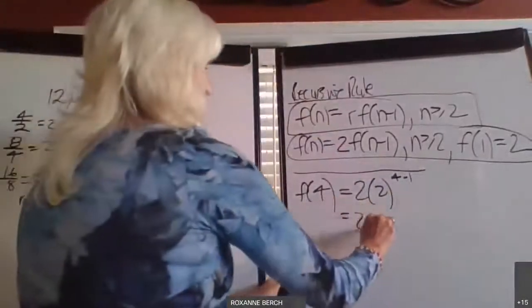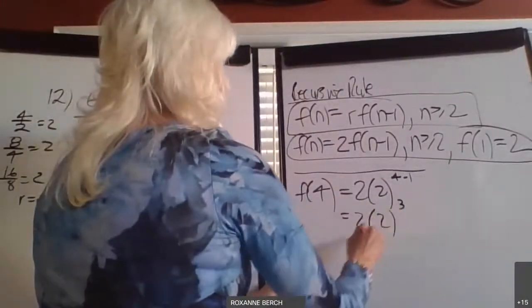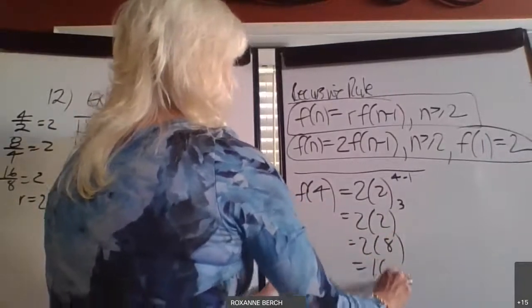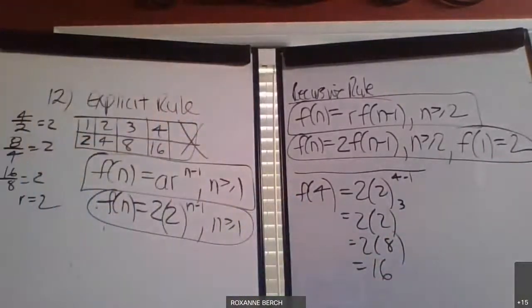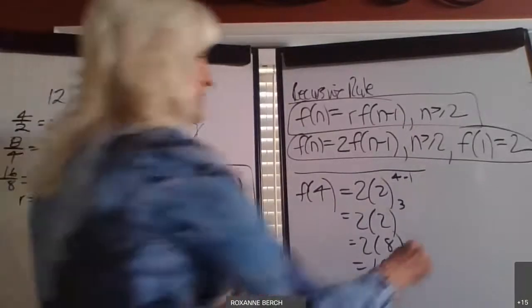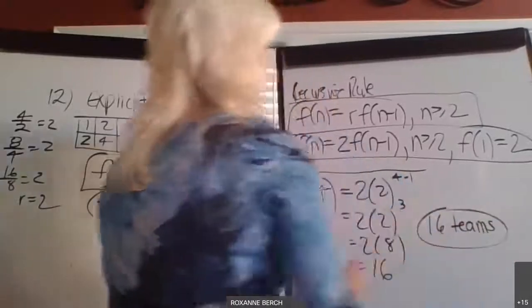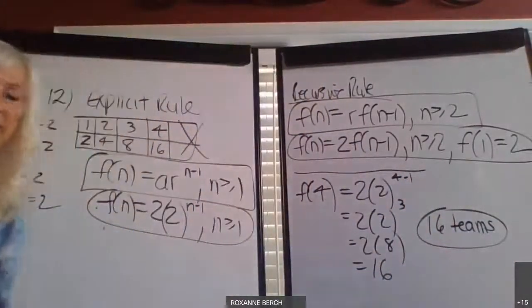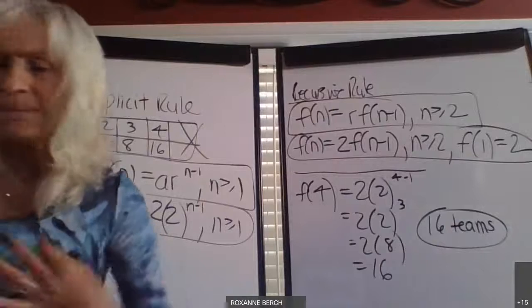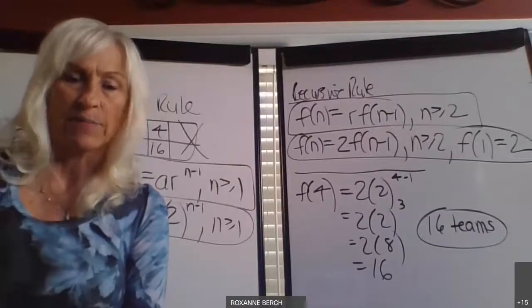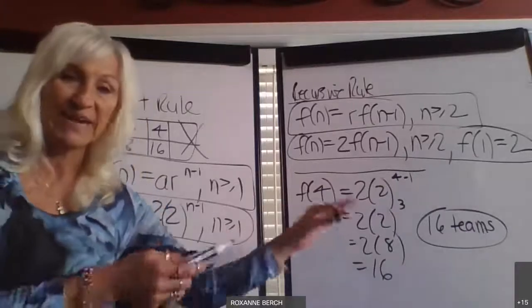So this would be 2 times 2 cubed, which would be 2 times 8, which is 16. So it'd be 16 teams. So all the problems are not the same. You have to look at the meaning in the problem, and you have to determine the content of the problem and what you're going to do, which makes sense.